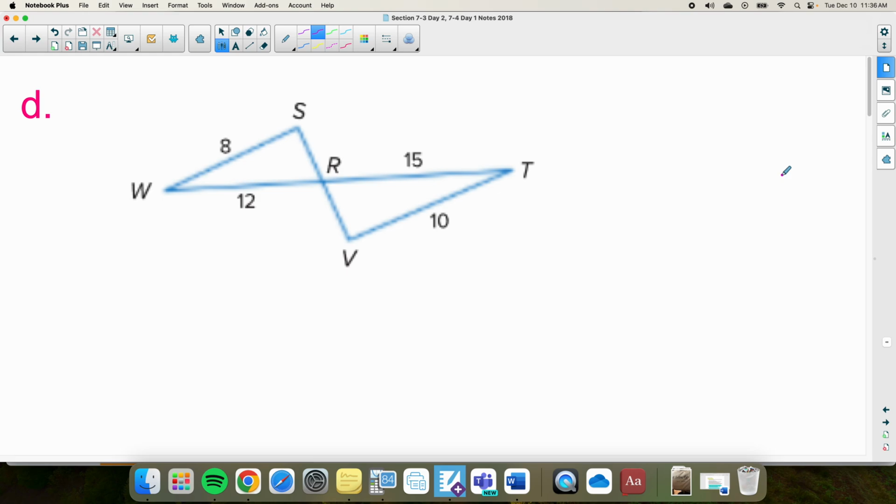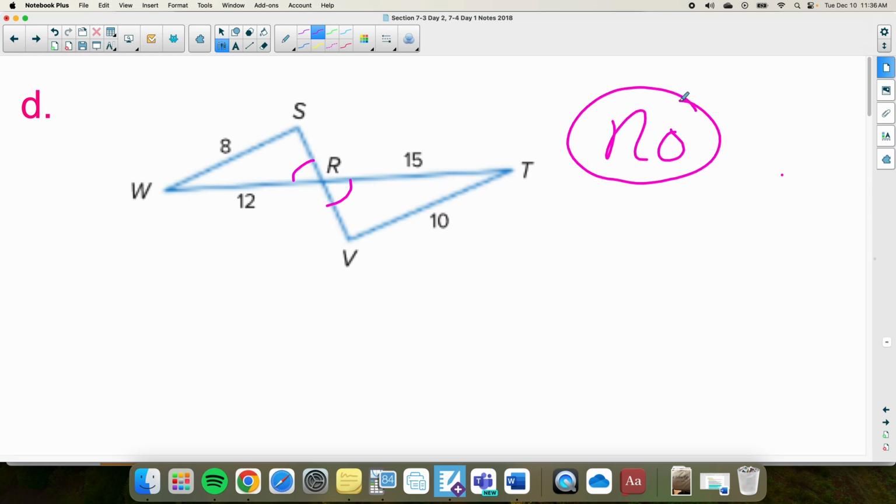Angle SRW is congruent to angle TRB. Yep. These are what kind of angles? Vertical angles. So we have 2 sides and an angle. Side angle side. Is the angle where it should be? Is the angle in between the 2 sides? No. So this one, we just write no.